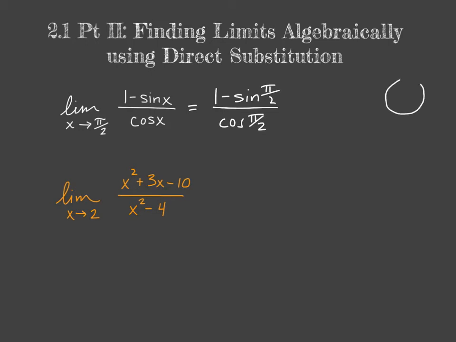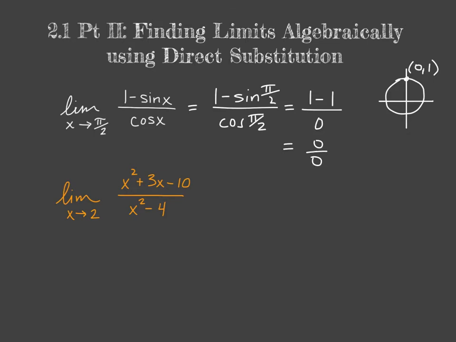Remember where pi over 2 is? Pi over 2 is at 90 degrees. It's up top here, and the coordinate point is (0, 1). And remember the sine is our y value, so the sine is 1. So this ends up being 1 minus 1. The cosine at pi over 2, cosine is the x coordinate, which is 0. So we actually are left with 0 over 0.